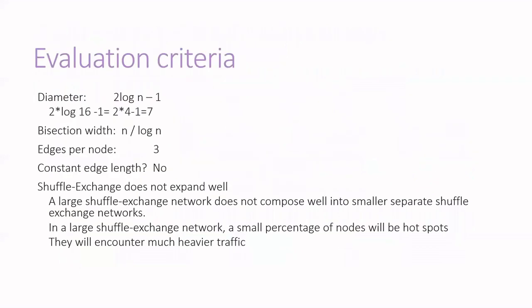So let's evaluate the shuffle exchange network. We could see that the diameter is given by 2 log n minus 1, which is 7. The bisection width is approximately given as n by log n. Hence, it is equal to 16 by 4, which is 4. The maximum edges per node is always 3. This network does not expand well and it suits smaller networks. In huge networks, the traffic may not be equally distributed and can be overloaded in hotspots.